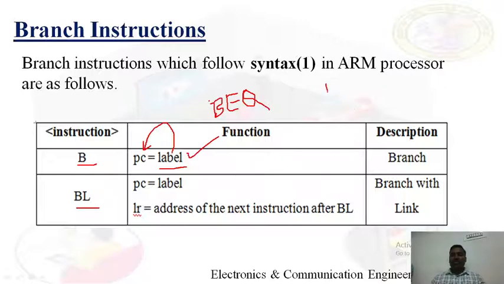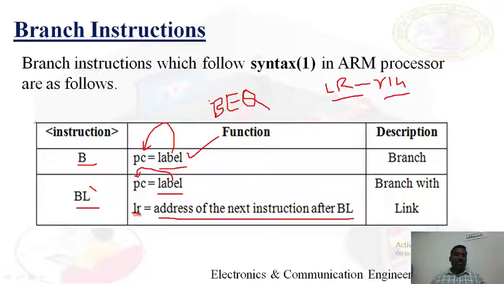BL means branch with link. Branch with link means there is a link register, also called the R14 register in the ARM register set. The function of the link register is to hold the address of the next instruction to be executed. Here the label address is loaded into PC, similar to the B instruction. Then LR, nothing but R14, is loaded with the address of the next instruction after the BL instruction.